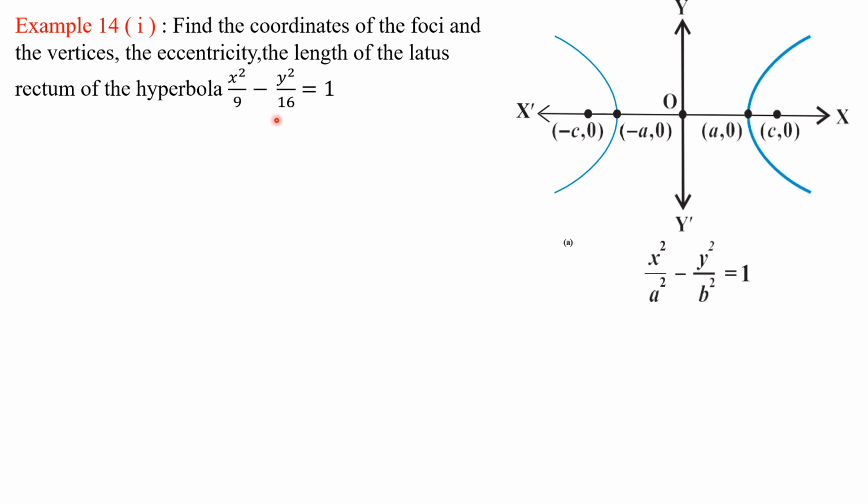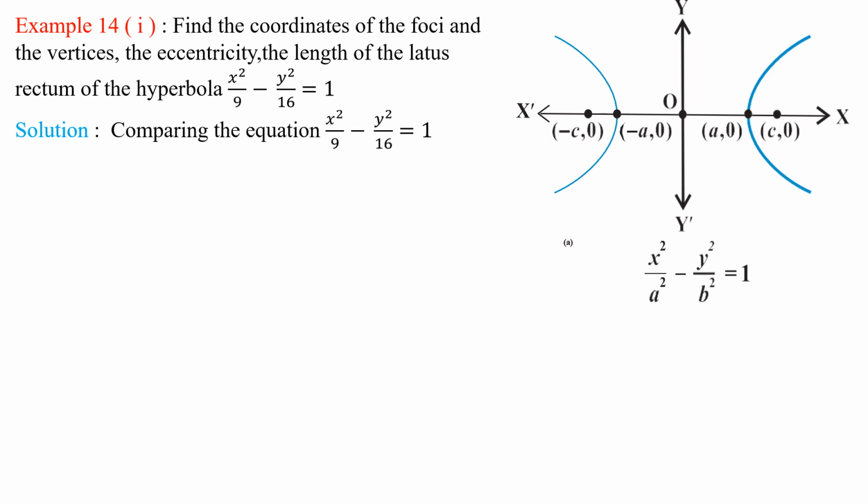Okay, my children. If you observe this equation of the hyperbola, it is the standard equation of the hyperbola. The positive term of this hyperbola is x square by 9. So here x square is there. So we conclude that the transverse axis of this hyperbola is along the x-axis. Understood this point, my children? Right. Now come to the solution part.